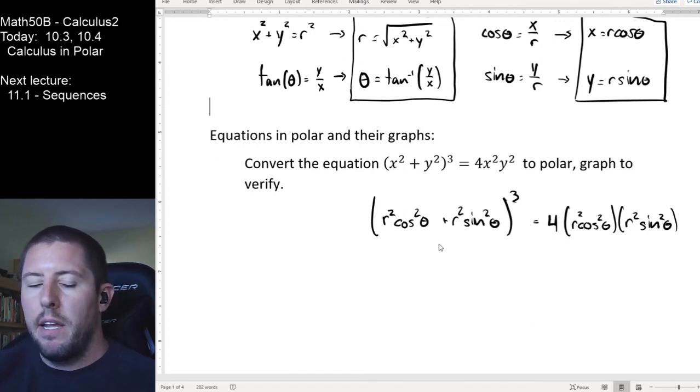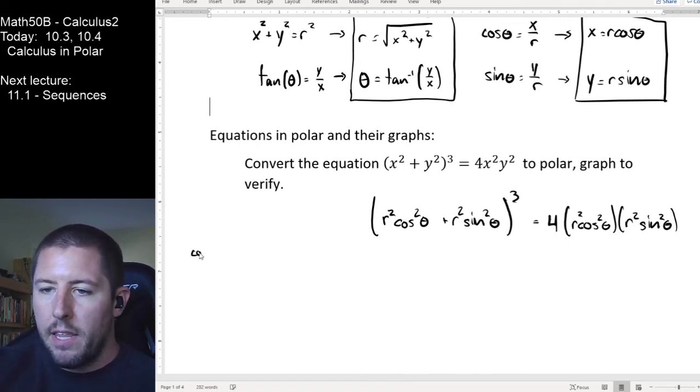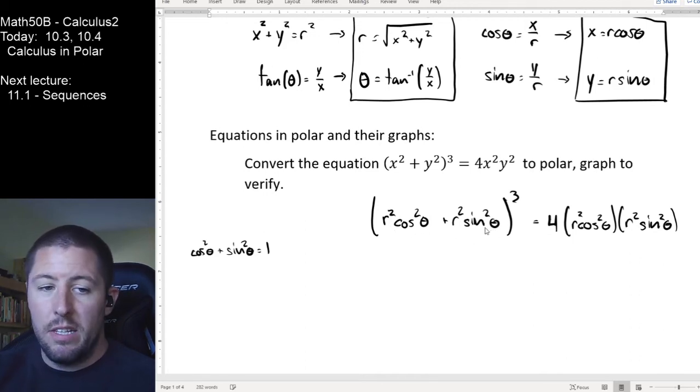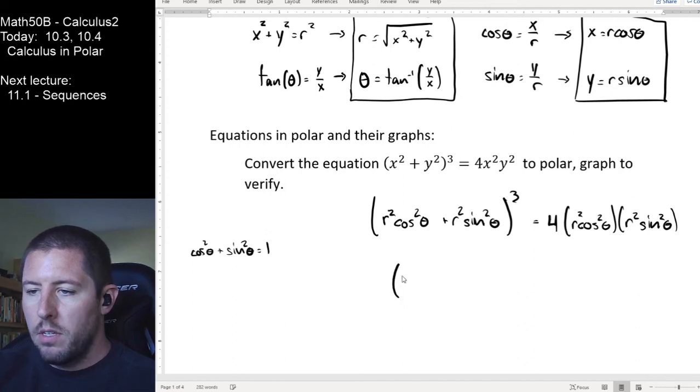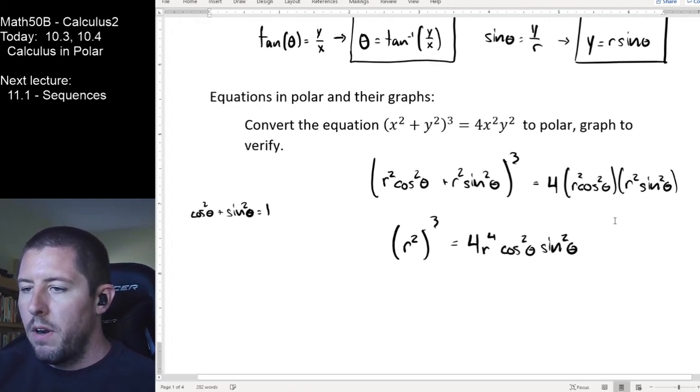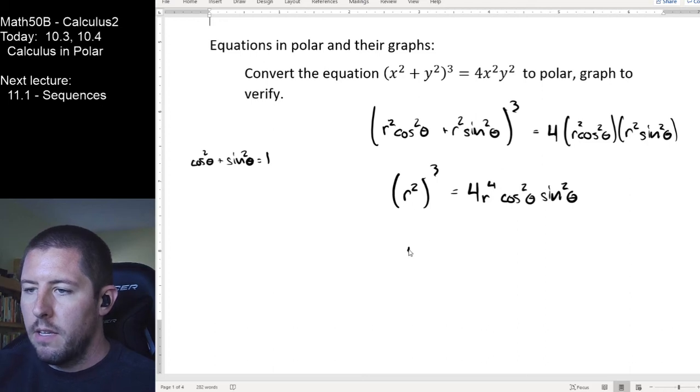Let's see what's going to happen here, and hopefully you're on board with the fact that cosine squared theta plus sine squared theta equals 1 is going to be super helpful for us. We can factor out the r squared associated with this grouping. It leaves us with cosine squared plus sine squared, which is just 1, so we have r squared, cubed. Over here on the right, the coefficient of 4 sticks out, and we're multiplying 4 copies of r, with a cosine squared theta and a sine squared theta. Moving on, on the left that's really r to the 6th.